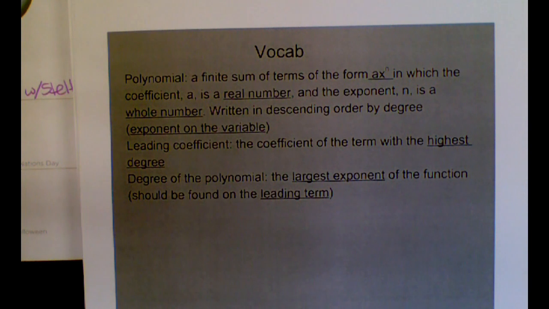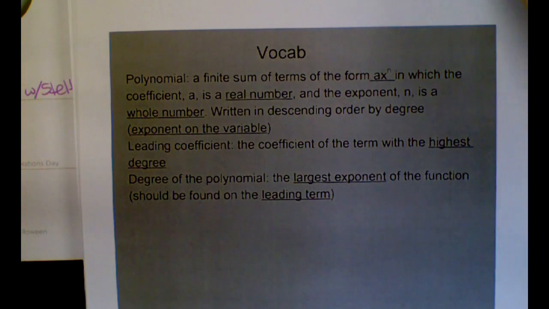Where the coefficient a is a real number, the exponent n is a whole number, and it'll be written in order of degree. So biggest exponent first and then going down. The leading coefficient is the coefficient on the term with the highest degree, so the biggest exponent. And the degree of the polynomial is the largest exponent. It should be found on your leading term.